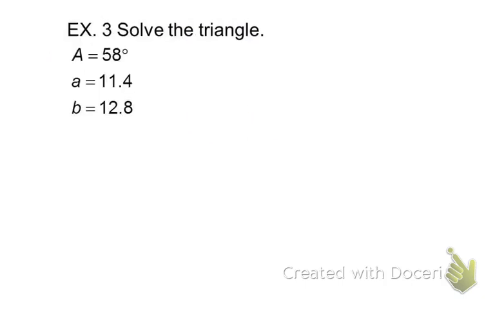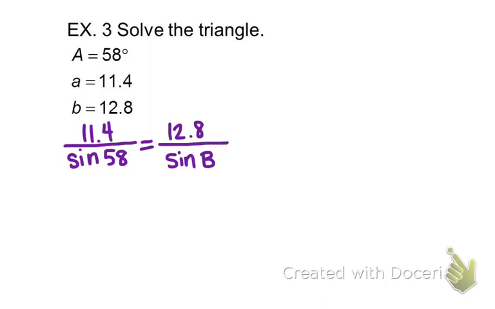Okay, number 3, we're also going to solve the triangle, but this time they gave us two sides and one angle. So we have to start this problem differently. Since we have side A and angle A, that's where we want to start our proportion. So 11.4 over the sine of 58. The only thing I can put on the other side is side B is 12.8. So that has to go over the sine of angle B. So I'm going to be solving for the angle B first on this one.